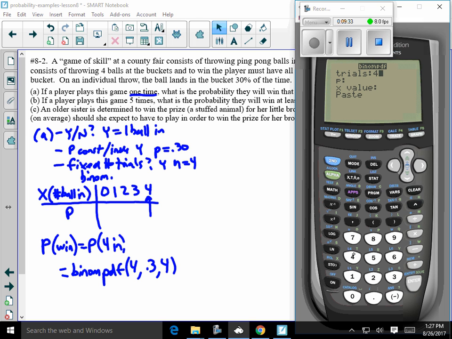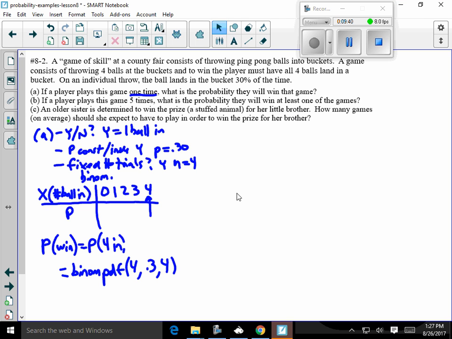Out of the 4 tosses, if there's a 30% chance of a ball going in, have all 4 go in so you win the game. That's 0.0081. So there is a less than 1% chance that you're going to win a game. 0.8% chance, not a very likely thing.